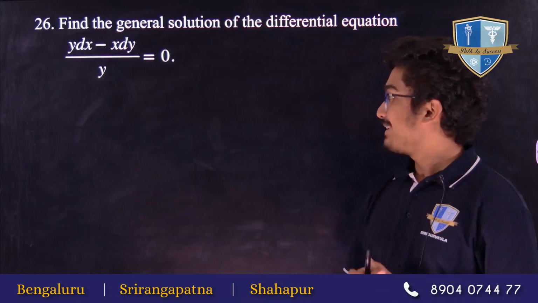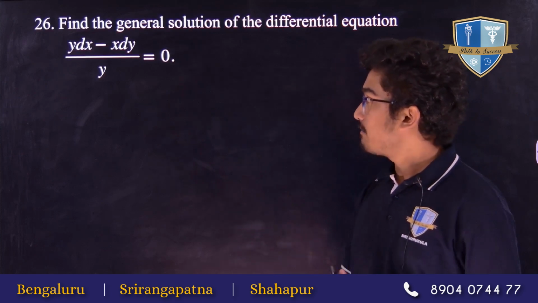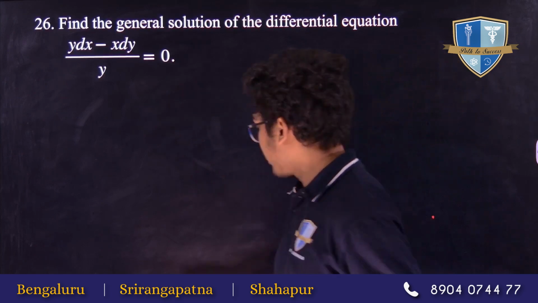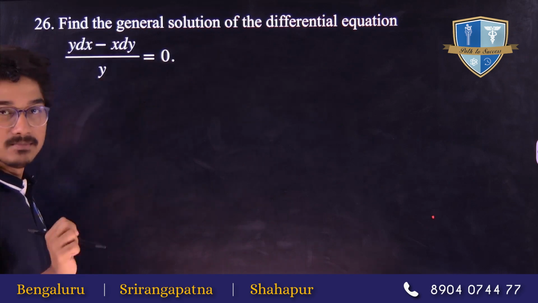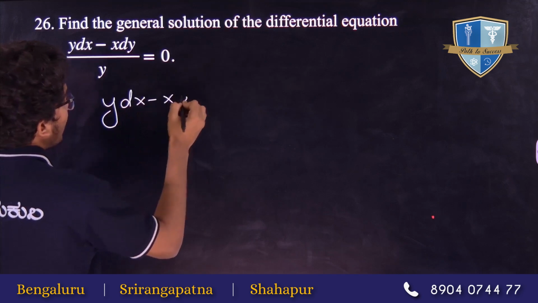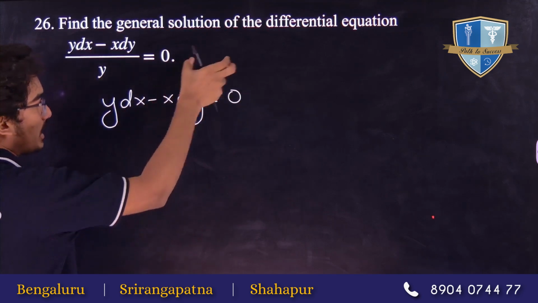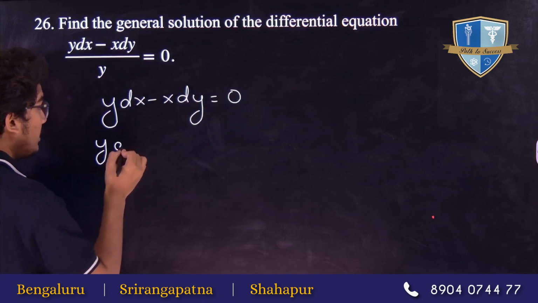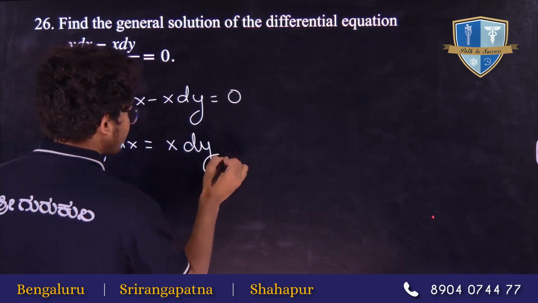So the next question is to find the general solution of the differential equation y dx minus x dy equals 0. Let's try to solve this. This y will multiply with 0 and it will become 0. So what we have? y dx minus x dy equals 0. Now we'll take this quantity on the other side, meaning y dx equals x dy, correct?